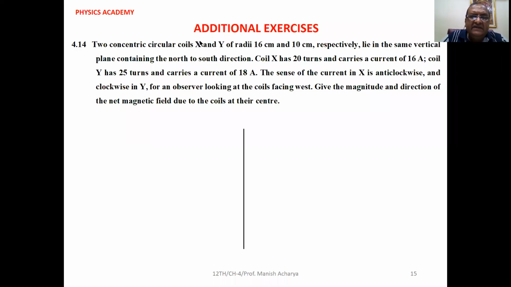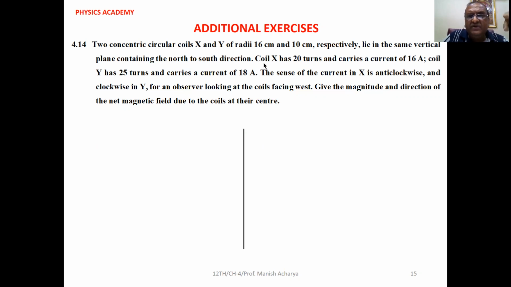Now exercise 4.14. Two concentric circular coils X and Y of radii 16 centimeter and 10 centimeter respectively lie in the same vertical plane containing the north to south direction.